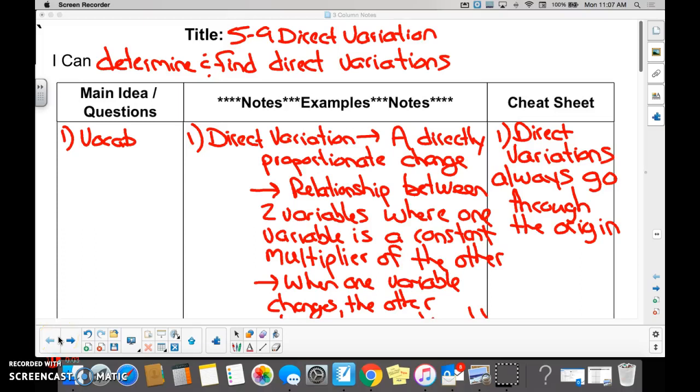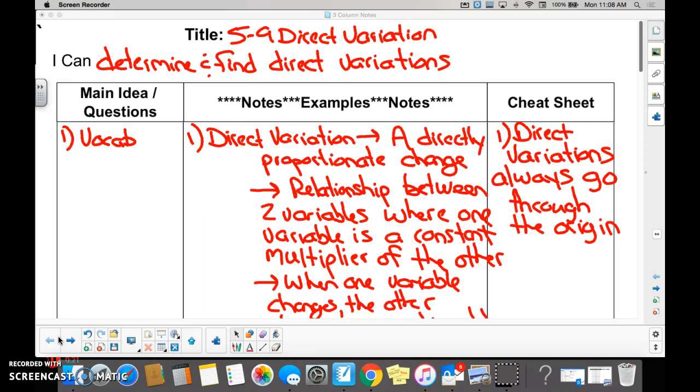5-9, direct variations. I can determine and find direct variations. Can we determine whether or not something is a direct variation? Yes. And are we able to find a direct variation? Yes. And the direct variation involves really two things: the constant of proportionality, which we know as the slope, and then the y-intercept.